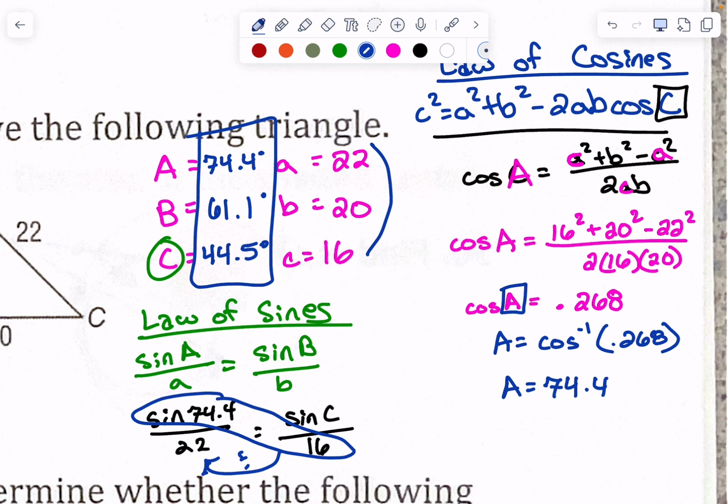Wait, what are you doing, Zach? What are you trying to do? Are you trying to solve for C? So sine of 74 times 16 divided by 22. Yep, but make sure that if it opens parentheses on your sine, you close that. And then you've got to take the inverse sine of that number. Oh, inverse. Yep, because that's what sine of C is.